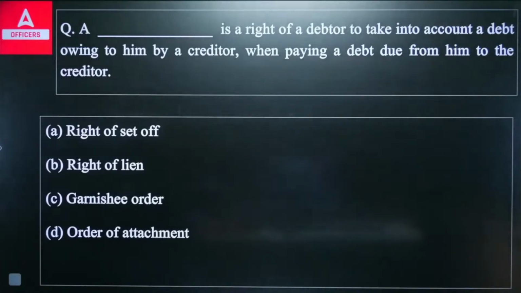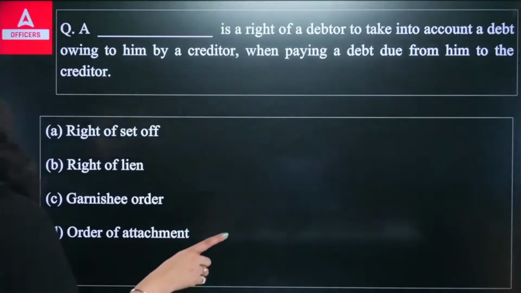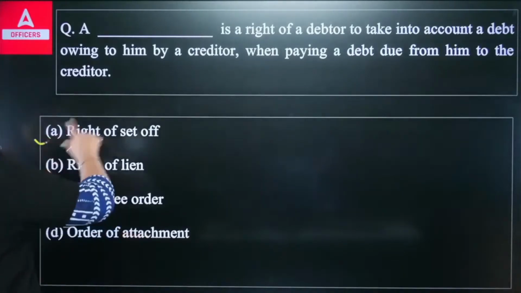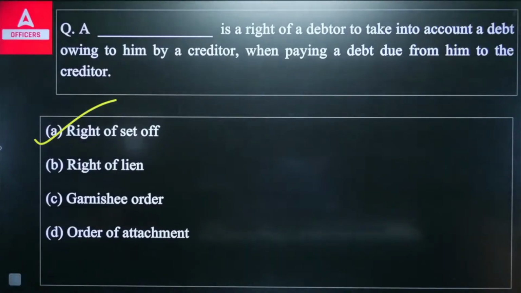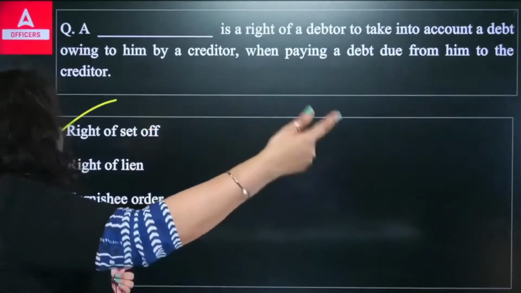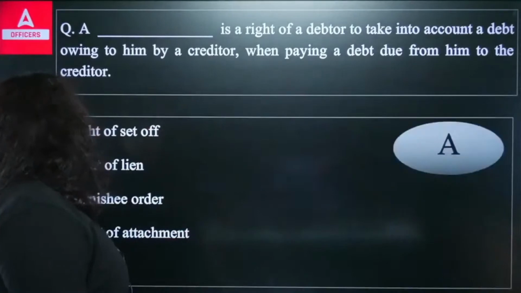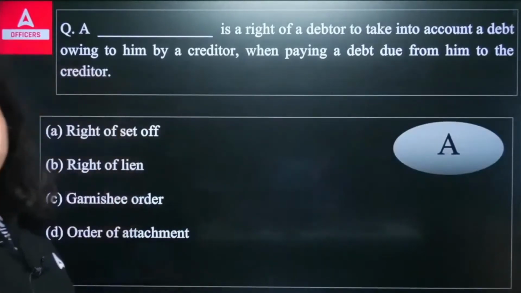So simply, set off is the right of a debtor to take into account a debt owing to him by a creditor when paying a debt due to the creditor. A bank can have a right of set off between two or more accounts maintained by the customer, by adjusting the debit balance in one account with the credit balance in another account. That can be performed by the bank, and this is known as your right of set off.